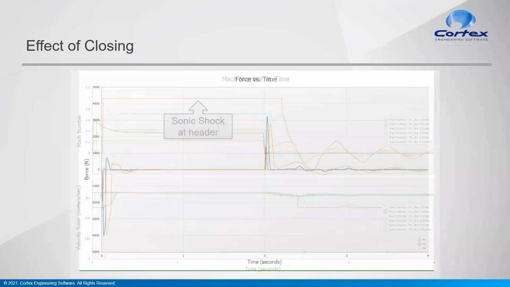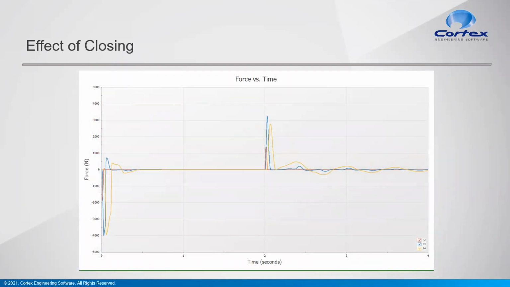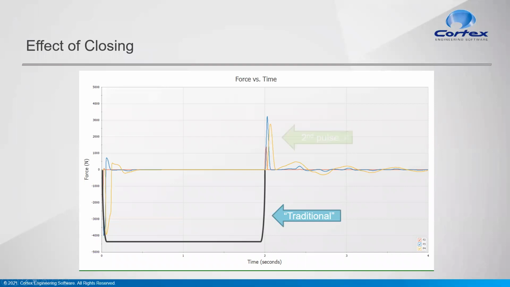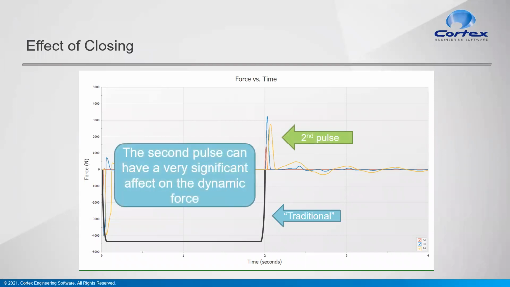Another thing that is interesting about this is that if we compare our force versus time graph with what we would have done in the static analysis, we have a vastly different waveform. Apart from the obvious, which is that the transient flow has 0 force for quite a considerable time, we also have this second pulse. Now that second pulse is very significant in that it can increase the forces, the response in the piping system markedly.